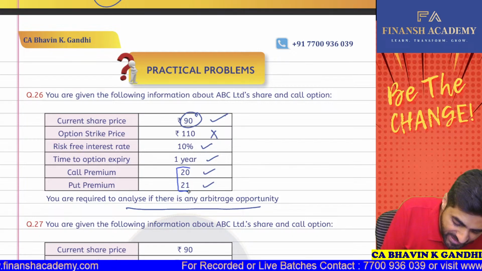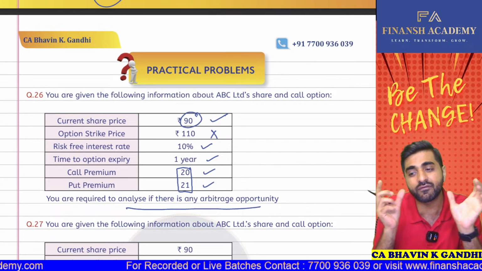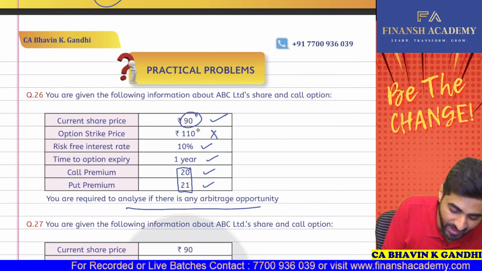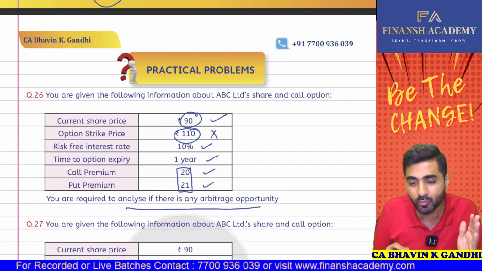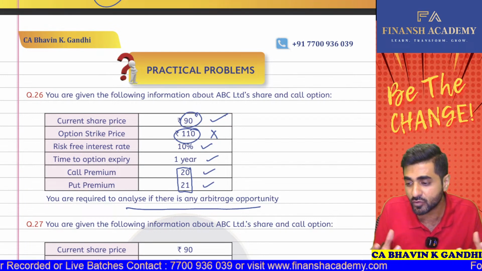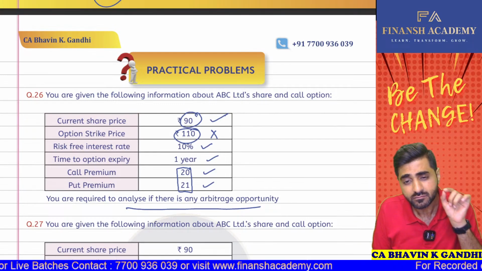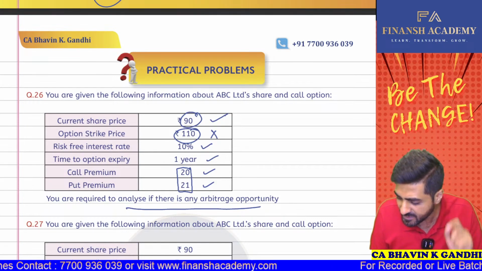So if these prices are correct, obviously can I say that protective put should be equal to fiduciary call, right? Because both of them are having the same strike price of 110. So if these prices are correct, both these portfolios have to be the same. Guys, if it is not the same, can I say that there is a scope of arbitrage profits? Come on, yes or no? Then the answer is yes.